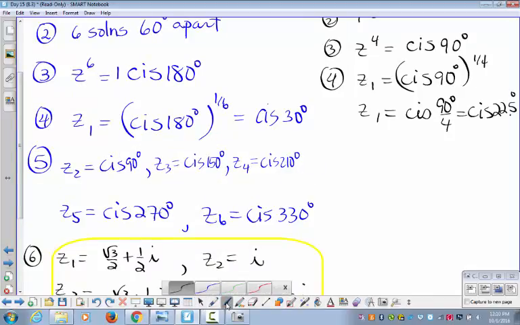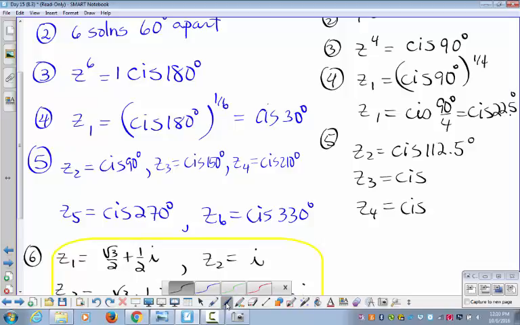And then we're going to bootstrap our way through by adding. So CIS, we have to add 90 to that, so that's 112.5 degrees, if I added 90 correctly. We're going to add 90 2 more times. So if we add 90 to that, 202.5, thank you, and then 292.5. So those would be our 4 answers.